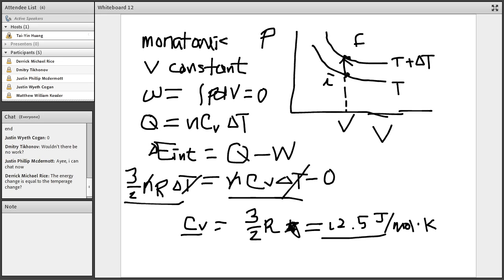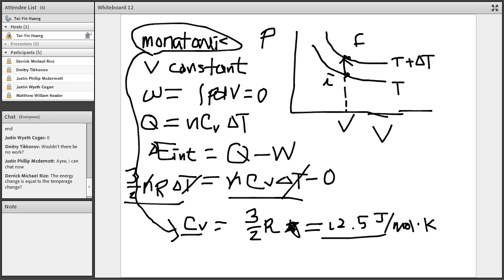That is for monatomic. You'll learn later that for different gases, like molecules, your CV value will change. It will be proportional to R, but nevertheless, it will not always be 3 halves. 3 halves is only for monatomic gases. Okay, any questions so far?